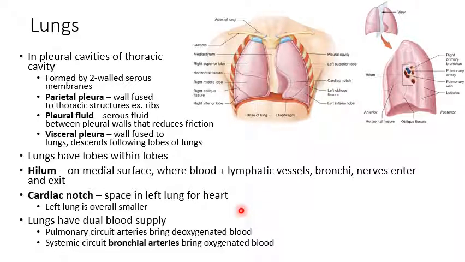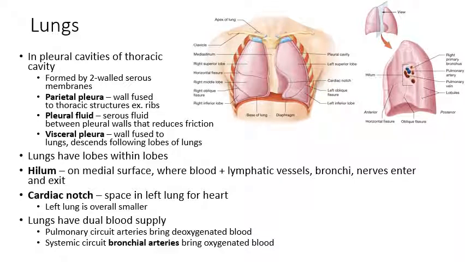And a final thing that I'll mention about the lungs is that they have two blood supplies. Of course, your pulmonary circuit blood vessels are taking blood to the lungs, but that's for the purpose of oxygenating that blood. So that's not really designed to provide the lungs themselves with a blood supply or an oxygen supply.